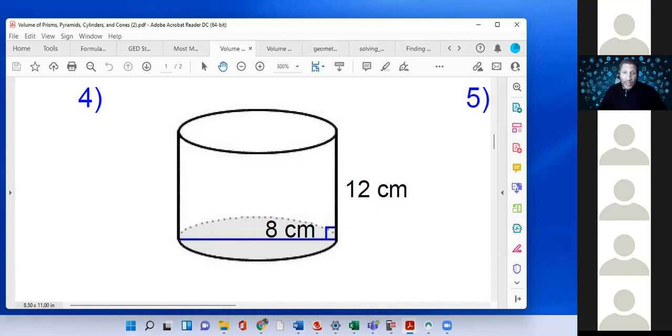Number 4. Okay. First of all, what shape is this? What 3-dimensional shape is this? Cylinder. What is the formula for the volume of a cylinder? V equals pi r squared h.